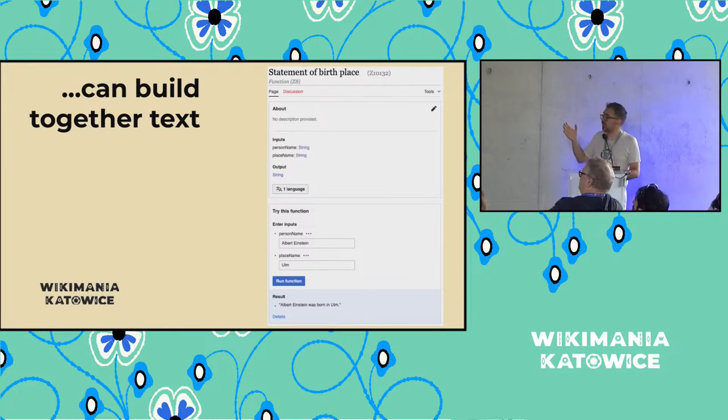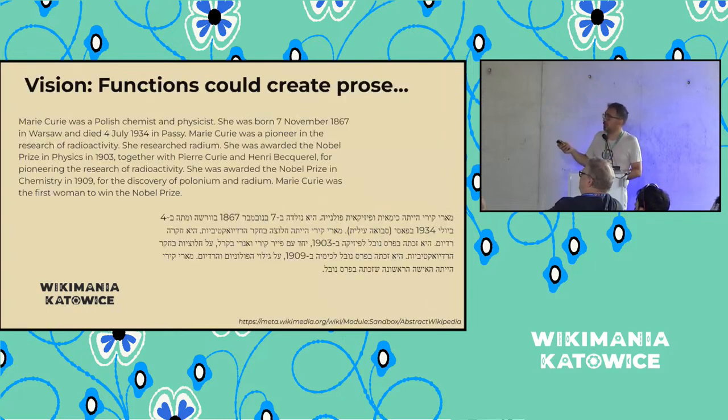In this case, statement of birthplace. As you can see, the input here is Albert Einstein and Ulm. And the output is a complete sentence that says Albert Einstein was born in Ulm. This is what we mean by creating language-independent text. We mean that basically for every language we want to store language functions that can automatically create text. To do what? That's a good question. That's our vision: functions that can create prose.